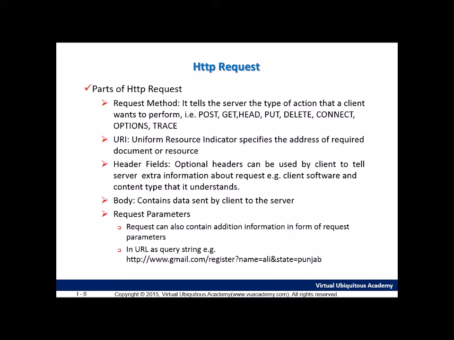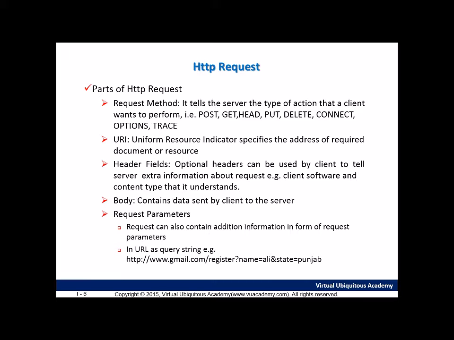We will see what the parts of any HTTP request are. There is the request method. It tells the server the type of action the client wants to perform, like POST, GET, HEAD, PUT, DELETE, CONNECT, OPTIONS, and TRACE. These are the different methods any request can belong to. Any request can be a POST, a GET, or any other. Mostly POST and GET requests are used. We will see in the next slide what these request types are. Next is the URI, Uniform Resource Identifier, that specifies the address of the required document or resource.